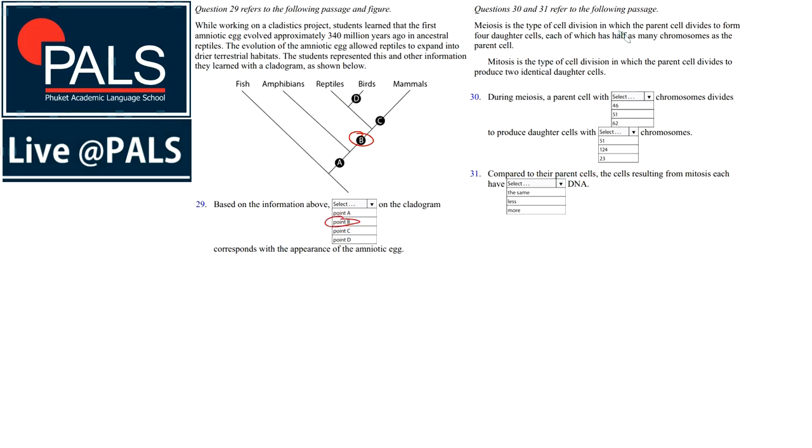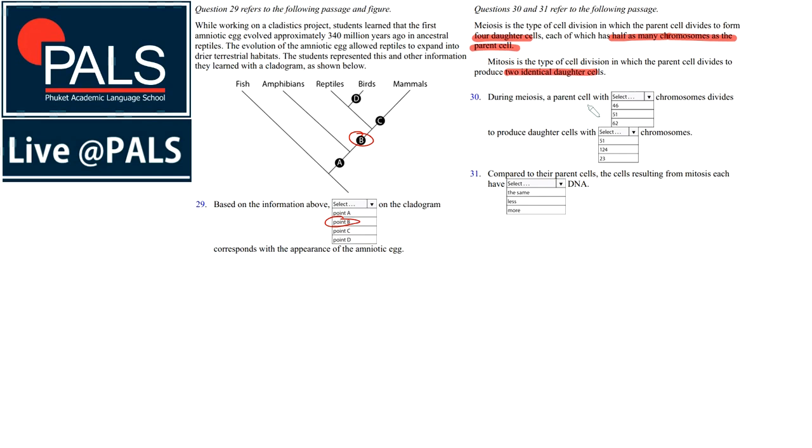Meiosis is the type of cell division in which the parent cell divides to form 4 daughter cells, each of which has half as many chromosomes as the parent cell. Mitosis is the type of cell division in which the parent cell divides to produce 2 identical daughter cells with the same number of chromosomes as the parent cell.